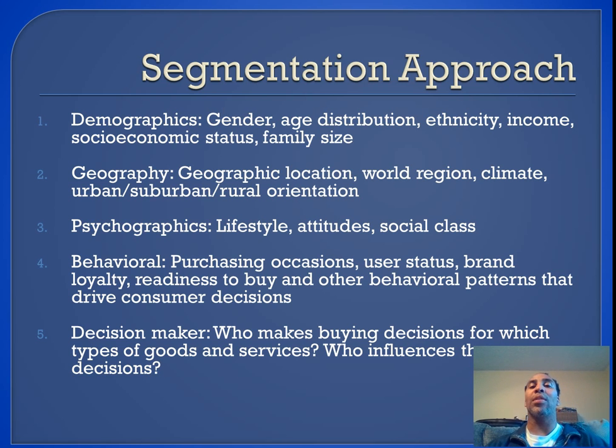So if I'm marketing something to somebody who lives on a farm, it would be different than if I'm marketing something to someone who lives in the city. Or it could be the same. Maybe the guy in the city and the guy on the farm, regular Coke, just the same. Psychographics, so that's your lifestyle, your attitude, social class. Behavioral, so purchasing occasions, user status, brand loyalty, readiness to buy, and other behavioral patterns that drive customer decisions.